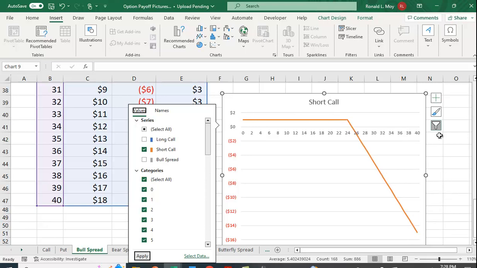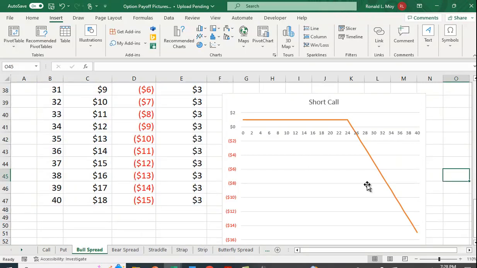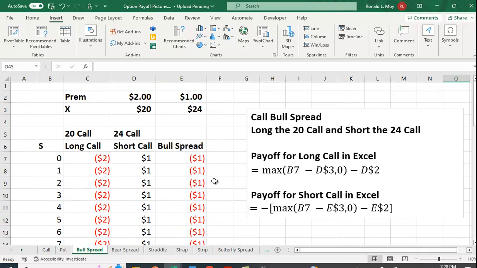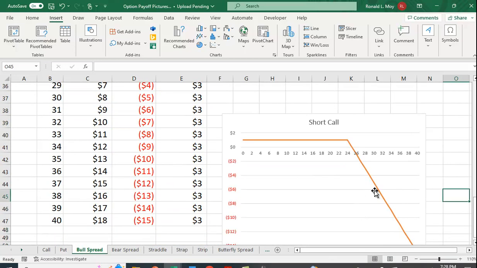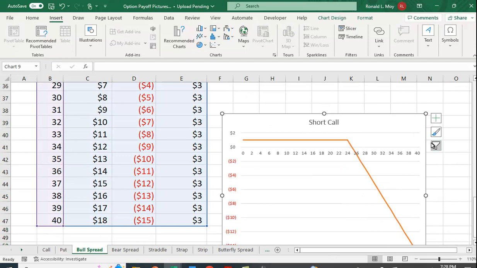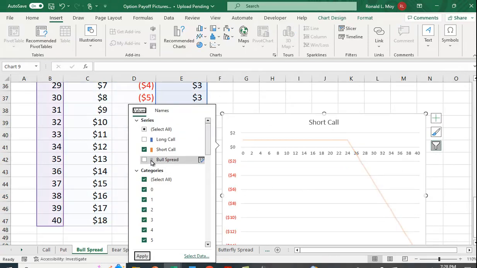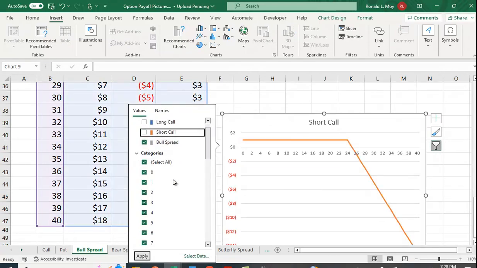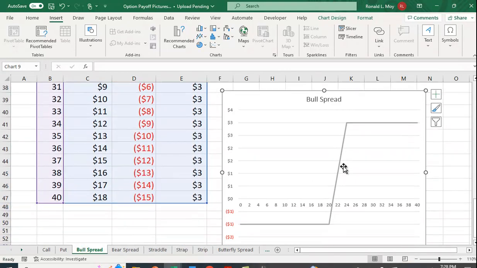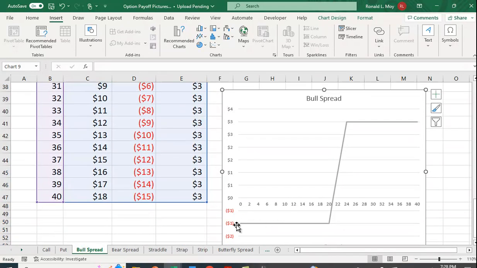When you combine these two, you can either look at it this way, adding across, or you can look at the graph that I've created, which is just the bull spread, which is what I originally had up there. The payoff looks like this. You start $1 in the hole. At 20, you start losing less. My break even is 21. The maximum profit is $3.